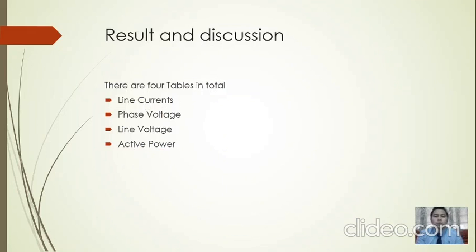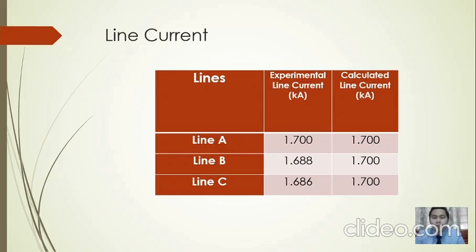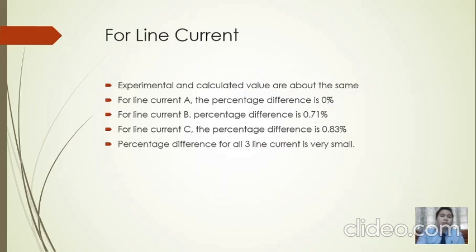Now I would like to talk about the results and the discussion that I have obtained in this experiment. There are 4 tables in total: line current table, phase voltage, line voltage, and also active power. Let's proceed to the first one. This is the experimental line current and the calculated line current that I have obtained in this experiment. As you can see, there is a slight difference between the experimental and calculated values. For our line current, the experimental and calculated values are about the same.